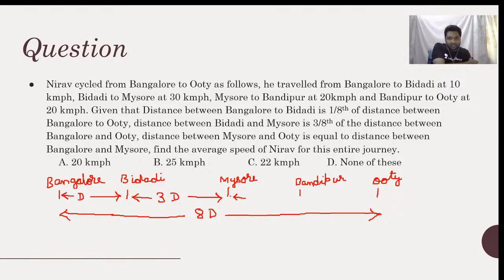Bandipur, we don't know where exactly it is. It may be wherever. So this entire thing is 4d. I'm traveling this part of the journey at 20 kilometers per hour, and this also at an average speed of 20. Therefore, I can consider the entire thing at an average speed of 20 kilometers per hour. This 3d was traveled at a speed of 30 kilometers per hour, and this d was traveled at a speed of 10 kilometers per hour. Very good.